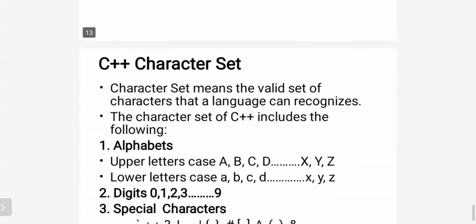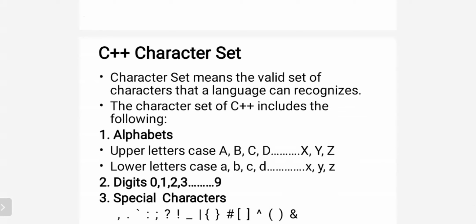So next we go for the next concept. The next concept is the C++ character set. What is a character set? A character set is a valid set of characters that a language can recognize.